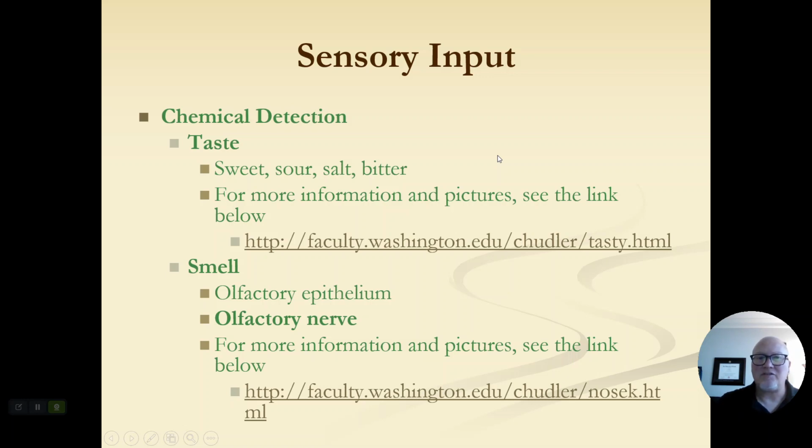When we think about sensory input, we have chemical detection, which is both taste and smell. Essentially, taste and smell are the same thing. There are tons and tons of labs that you could do with students with the senses, with taste and smell and touch and sight and things like that.